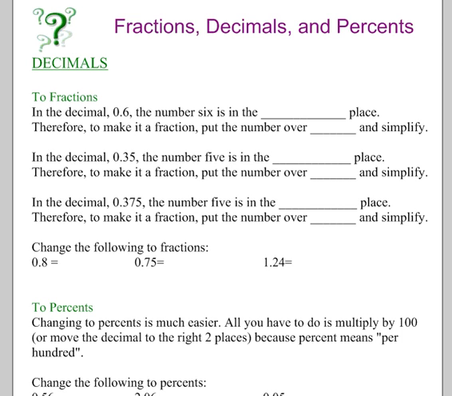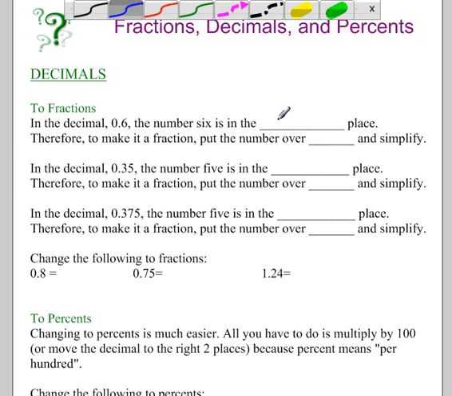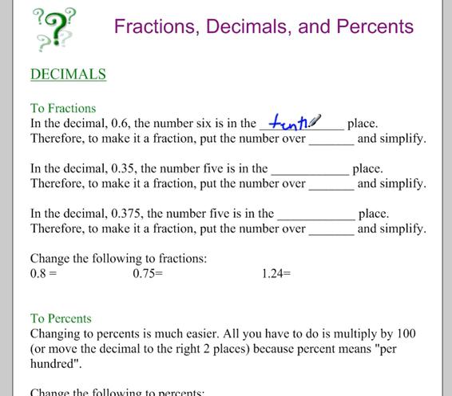So now we're going to look at what we do with decimals. So converting decimals to fractions, you have to count how many decimal places there are. So in this example, decimal 0.6, the number 6 is in the tenths place. So when there's 1 decimal place, you're going to put it over 10. In the decimal 0.35, the number 5 would be in the hundredths place. So when there's 2 decimal places, you're going to put the number over 100.